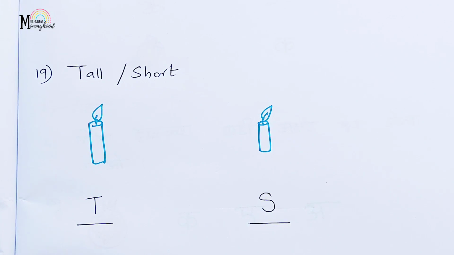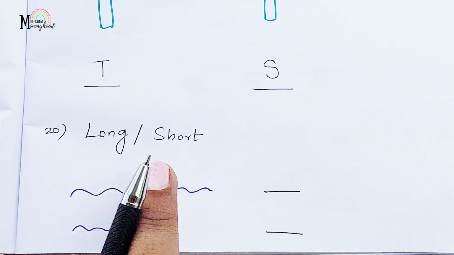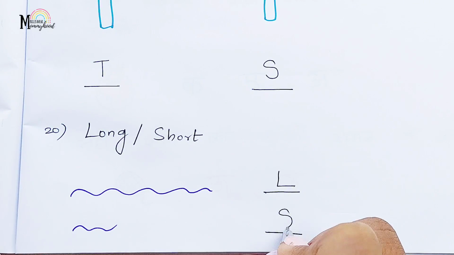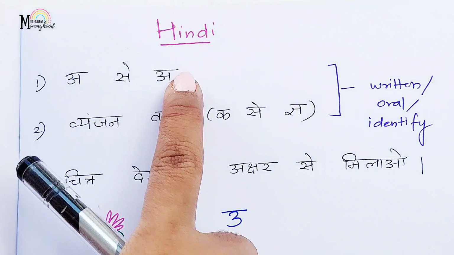Then comes the concept of tall and short, depending on the height of the objects. And the last one comes long and short, depending on the length of objects.